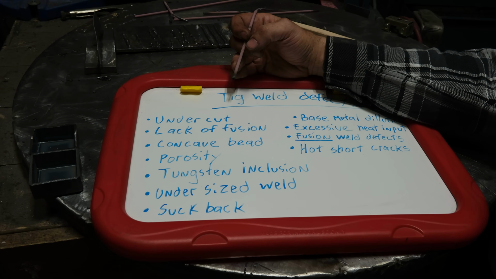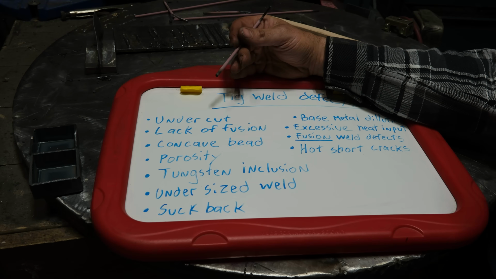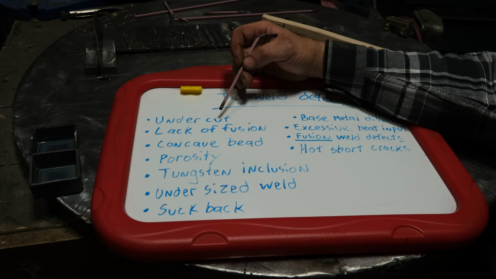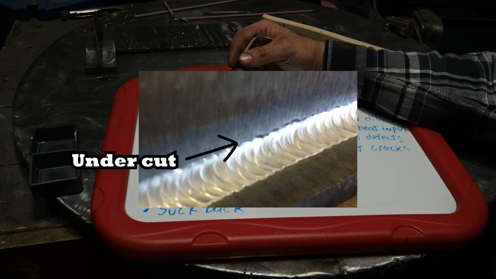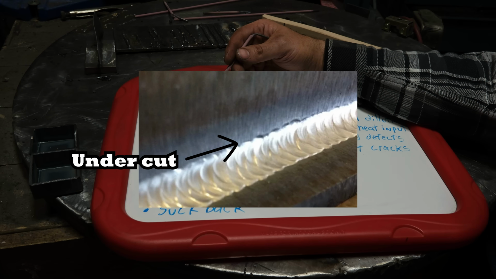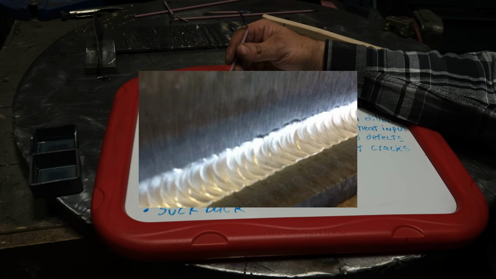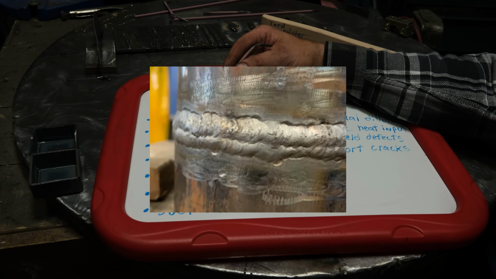Now, undercut can exist on TIG welds just like it can on stick and MIG. However, undercut with TIG tends to be very minimal. What I mean by that is, you're depositing smaller welds in both MIG and TIG, so any undercut you might have, unless you really don't know what you're doing, tends to be very minimal and minor.